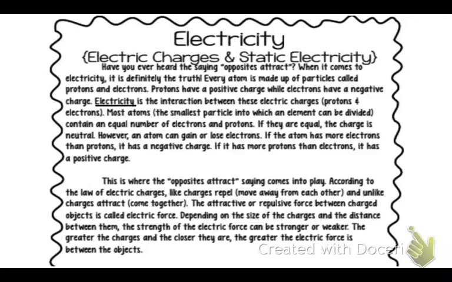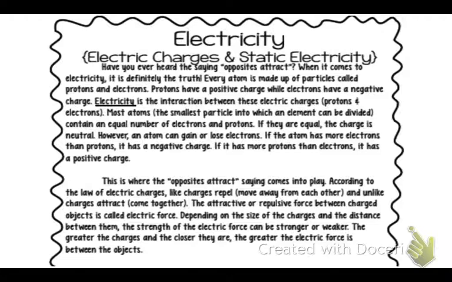Electricity, electric charges, and static electricity. Have you ever heard the saying, opposites attract? When it comes to electricity, it is definitely the truth. Every atom is made up of particles called protons and electrons. Protons have a positive charge. Get it? They both start with P, and so it's easy to remember. Protons have a positive charge, while electrons have a negative charge. Electricity is the interaction between these electric charges, the protons and the electrons.